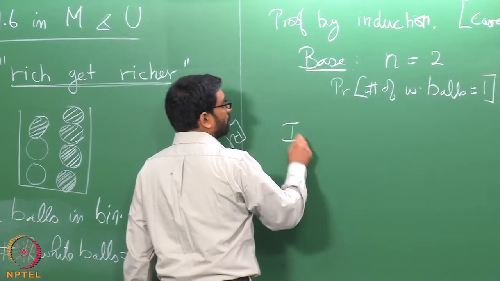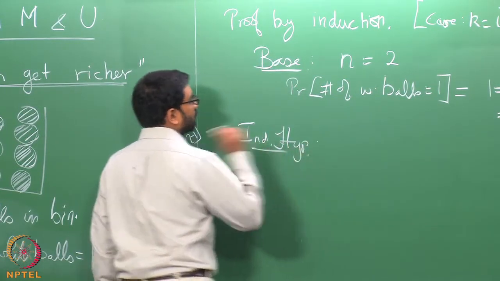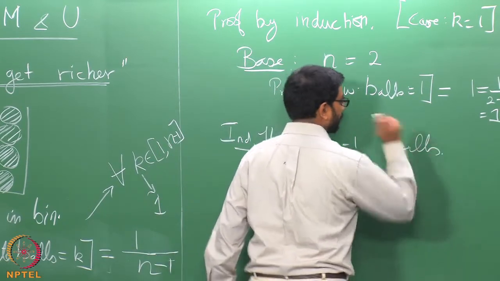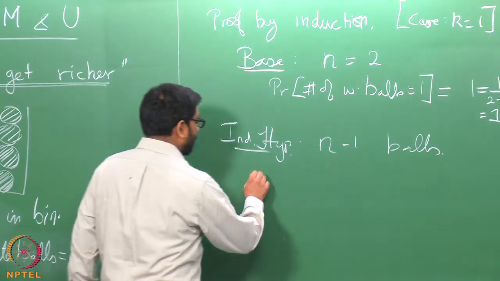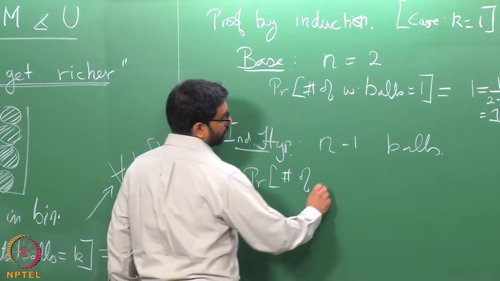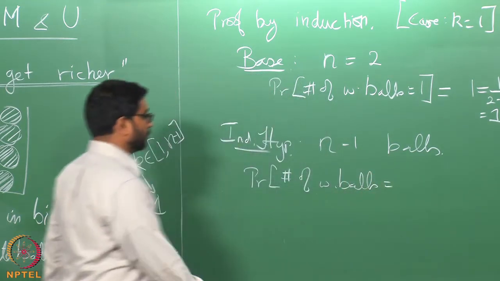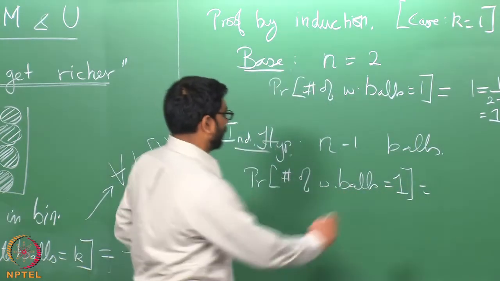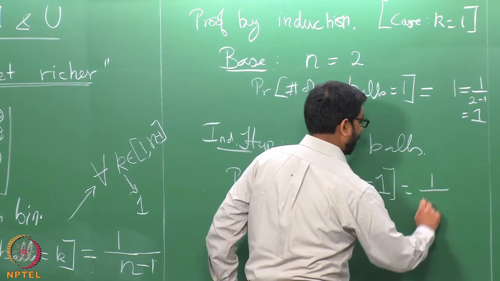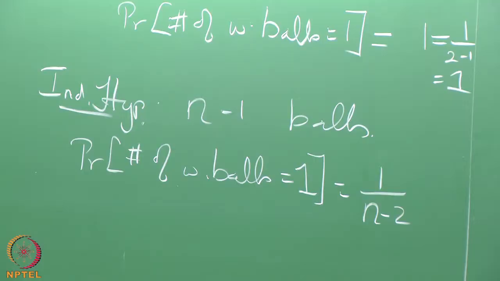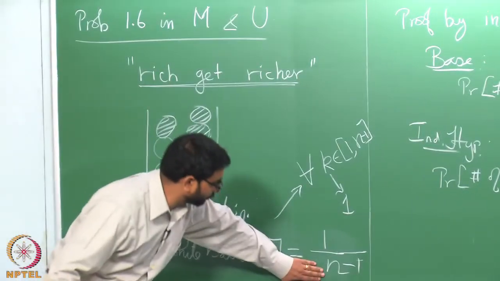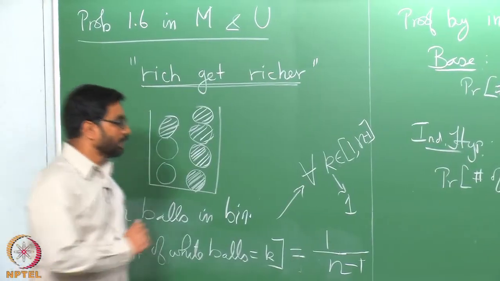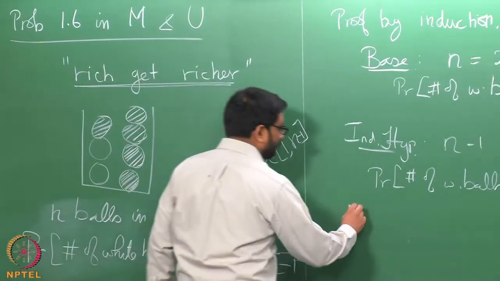Now, our inductive hypothesis is the following. We are going to assume that there are n minus 1 balls, and when there are n minus 1 balls, our assumption is that the probability that the number of white balls equals 1 is equal to 1 over n minus 2. This n minus 2 is coming from the fact that we want to prove this probability to be of the form 1 over n minus 1, and here it is n minus 1 balls. So, this is our inductive hypothesis, and now we are ready for our inductive step.